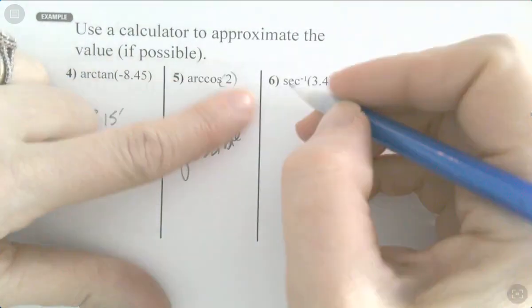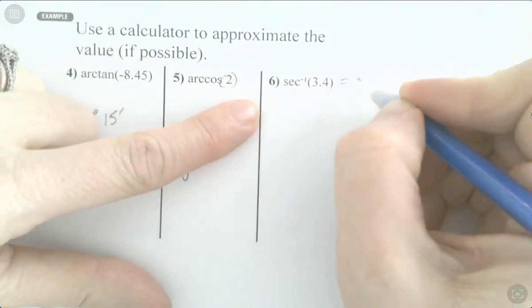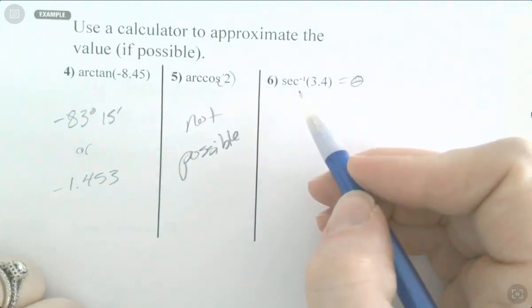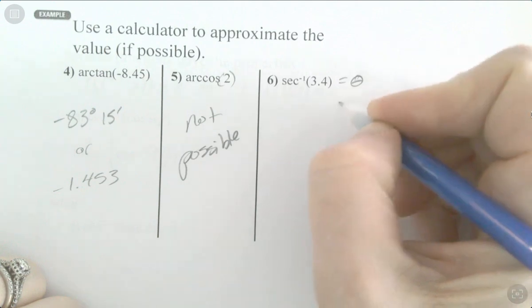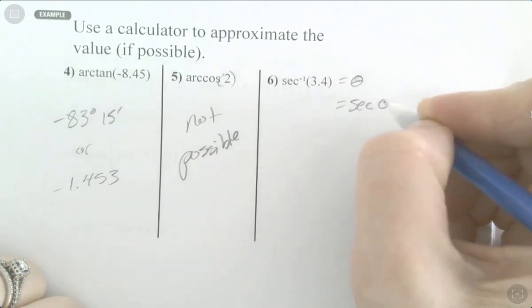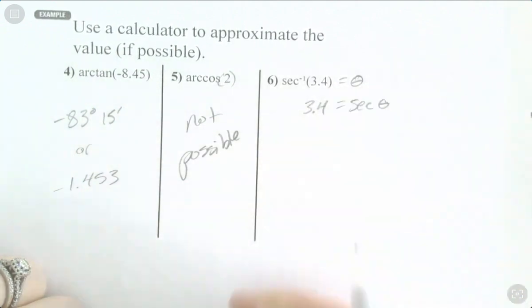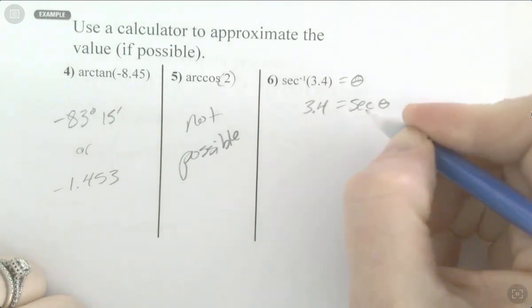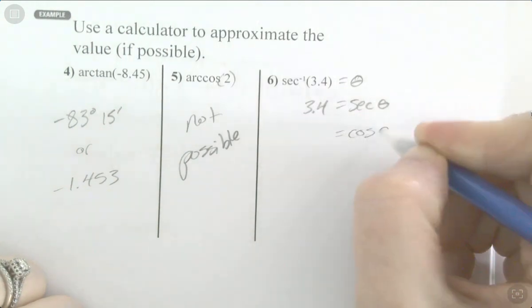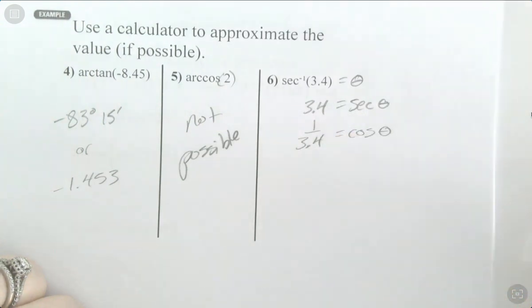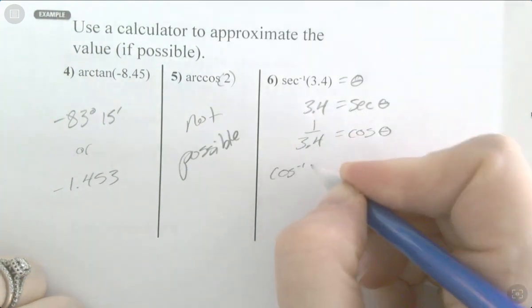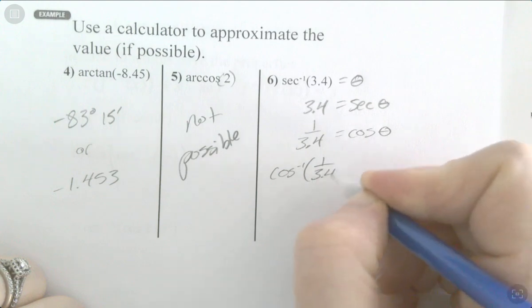Yeah, okay. So let's think about this. If I were to set this equal to theta, because an inverse or an arc secant would always return an angle, then this means that secant of some angle is going to equal 3.4. Well, I don't have a secant button on my calculator, but secant is the reciprocal of cosine. So if the secant is 3.4, then the cosine of the angle would have to be 1 over 3.4. So in your calculator, you need to do the inverse cosine of 1 over 3.4.